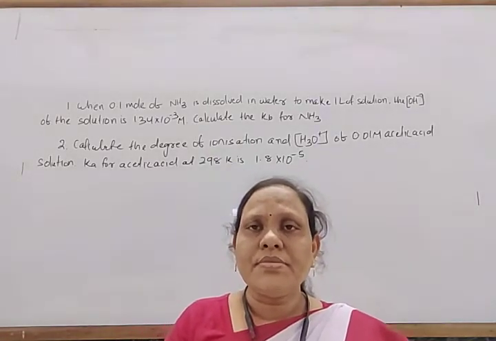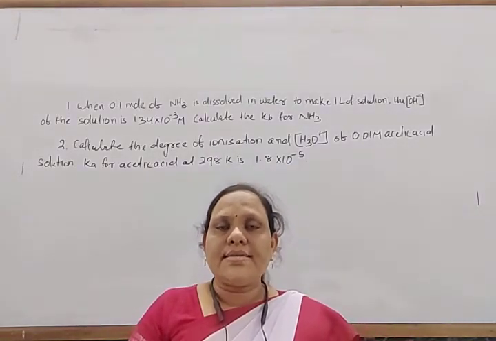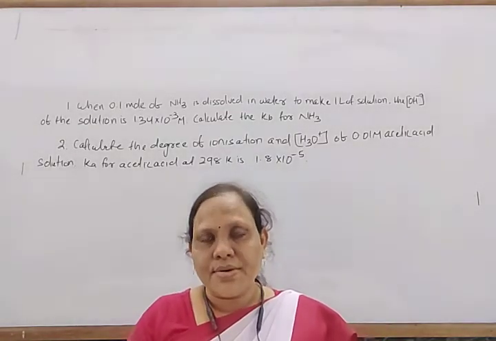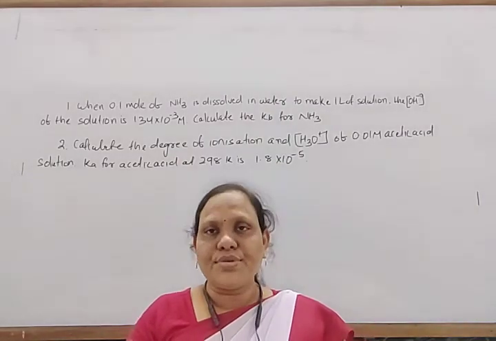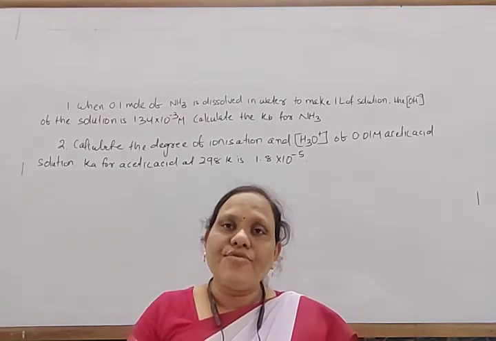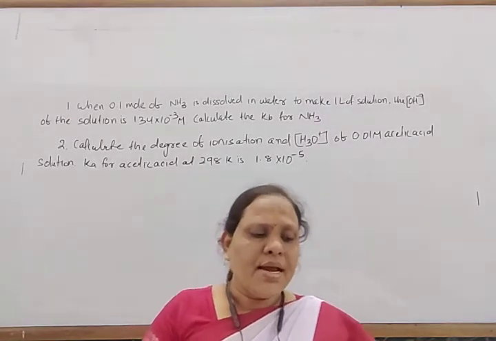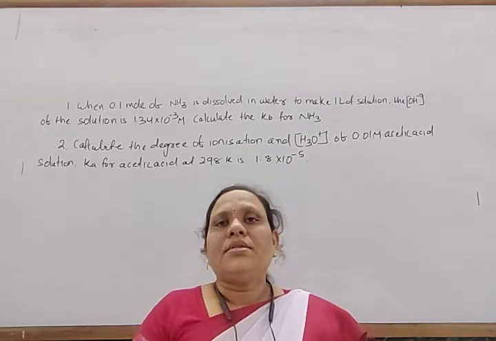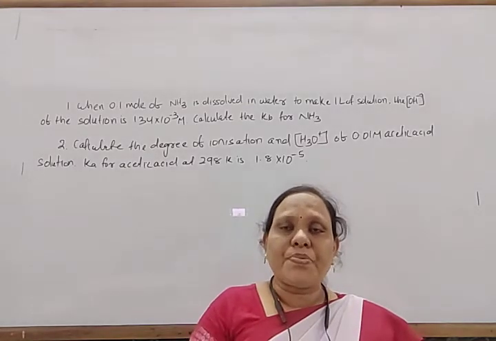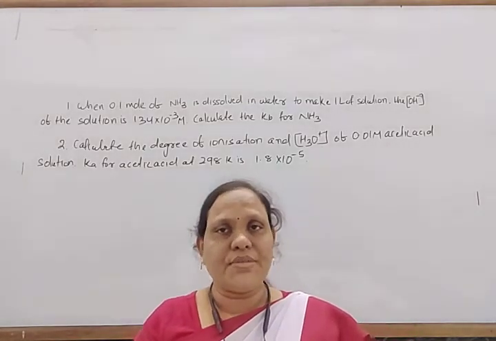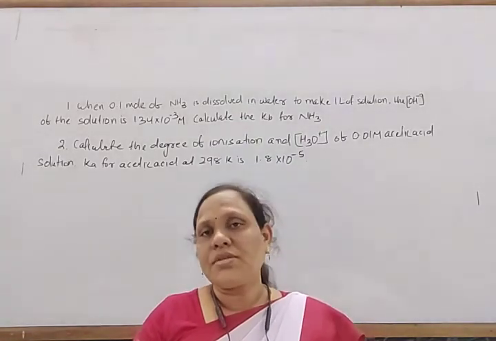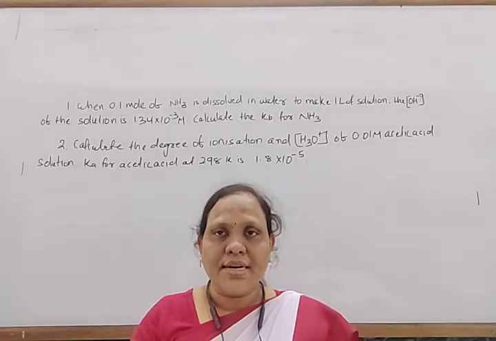Last class we started ionic equilibrium. In ionic equilibrium, we know what is an electrolyte, what is a strong electrolyte, what is a weak electrolyte, and what is Ostwald's dilution law. This Ostwald's dilution law is generally applicable for weak electrolytes. And what is the Ostwald's dilution law? The degree of ionization of a weak electrolyte is directly proportional to the square root of its volume and inversely proportional to the square root of concentration of the solution at a particular temperature.